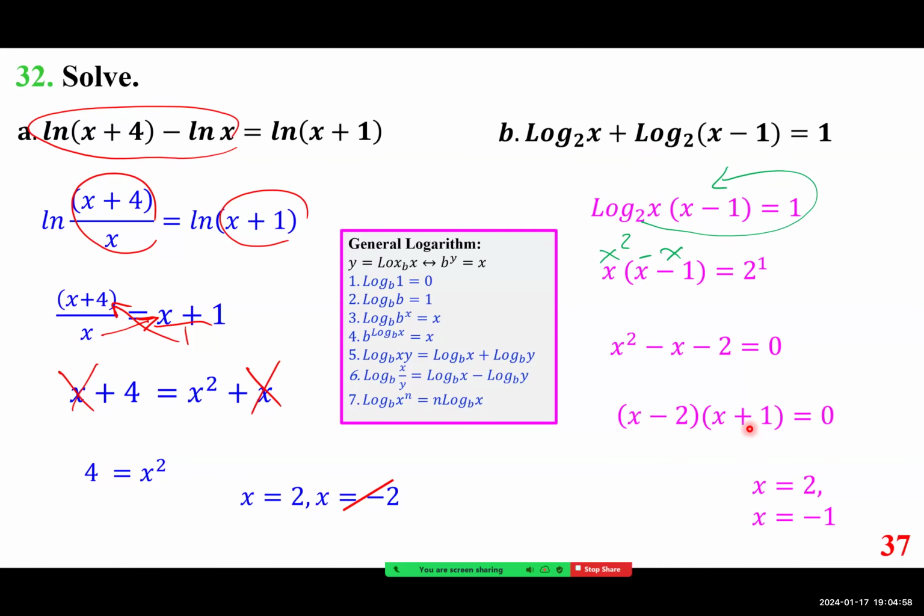Go back to the original one. 2 works here. 2 minus 1 is 1, so it works. Negative 1 doesn't work here. You don't have to check here. Doesn't work here, you don't have to bother anymore, it's out. Okay. Again, why is it that it doesn't work? You can't have a negative argument. The argument must be larger than zero, must be positive. It can't even be zero for any logs, regardless of the base.